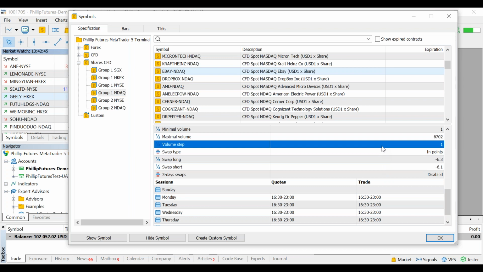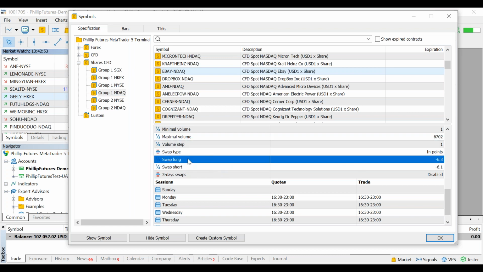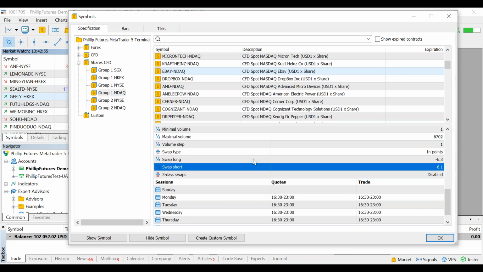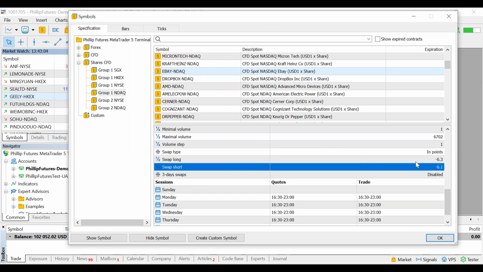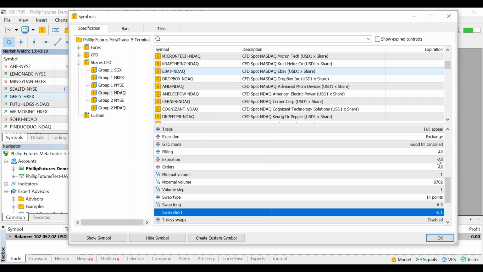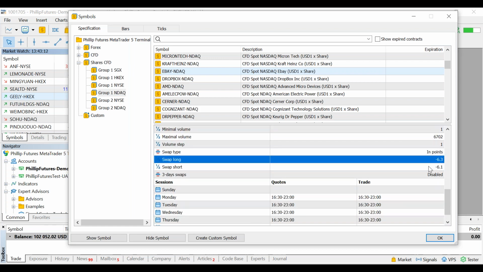Okay, so remember we spoke about swap also. So how do you read swap? Okay, so you see here there is a swap long and swap short. Essentially it means that if you're a long position, you are looking at the swap long. If you look at a short position, you look at the swap short. But don't be alarmed, this is not $6. This is not $6 of swap for your trade.